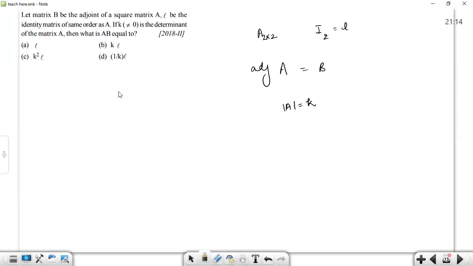Now what we have to find out? A into B. So A is A and B is adjoint of A. Now we know its formula is the determinant into the identity matrix. The determinant of matrix A is K and identity matrix is L. So B should be the answer.